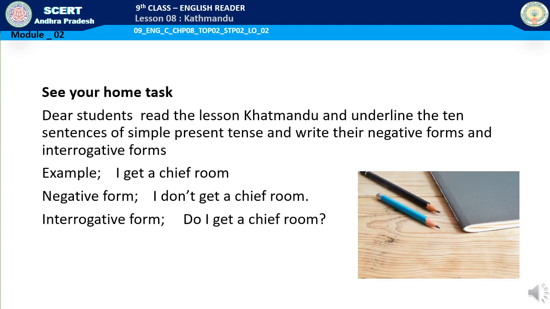Here is a home task for you. Dear students, read the lesson Kathmandu and underline 10 sentences of simple present tense and write their negative and interrogative sentences. For example, I get a cheap room. Negative form: I don't get a cheap room. Interrogative form: Do I get a cheap room?